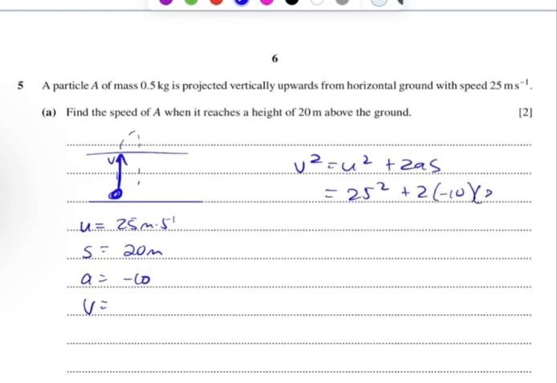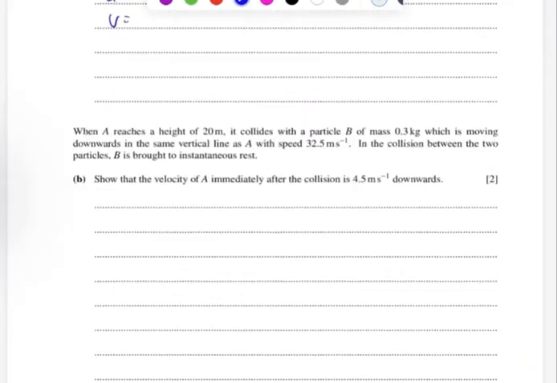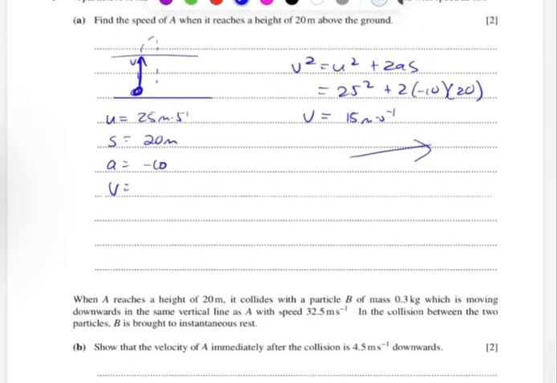Okay, I always draw an arrow to say where I'm going from, and it shows the direction that I'm taking to be positive. So here we've got 25 squared, minus 2 times minus 10 times 20, and that's 225, and the root of that is 15. When A reaches a height of 20, we now know it's got a speed of 15, and it's reached a height of 20. It collides with particle B.